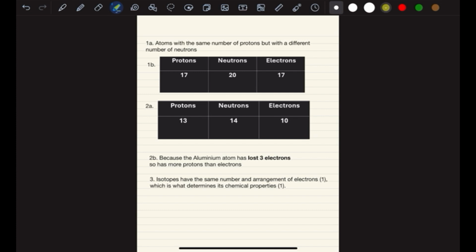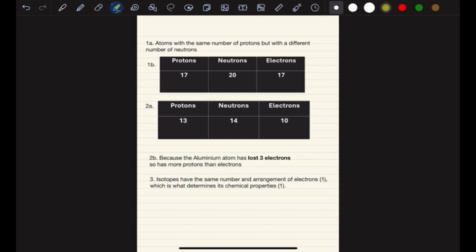So again, we look at the periodic table. Aluminium is atomic number 13. Hence, there must be 13 protons. Its mass number was 27. So if we do mass number take number of protons, we'll get the number of neutrons. Again, same process. So 27 take 13, we get 14.